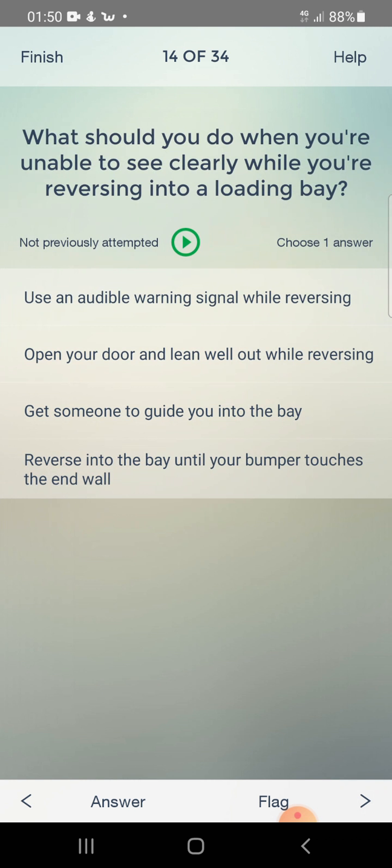Okay. What should you do when you are unable to see clearly while you are reversing onto a loading bay? Use an audible warning signal while reversing. Open your door and lean well out while reversing. Get someone to guide you into the bay. Reverse into the bay until your bumper touches the end wall. Get someone to guide you into the bay.